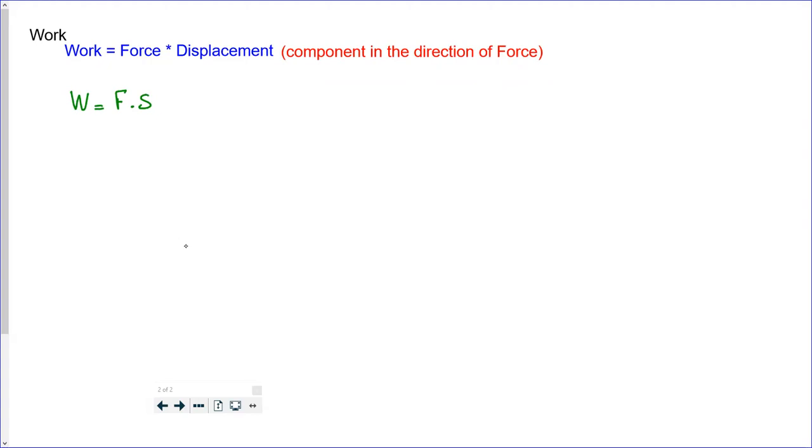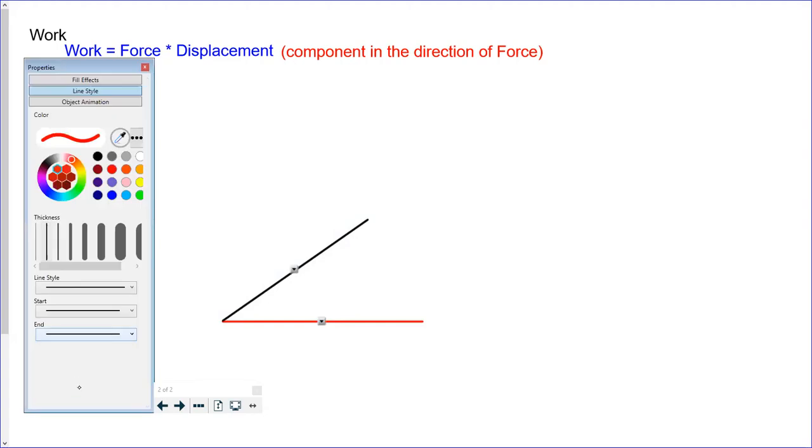Say that we pull an object in a particular direction with some force in this direction, and the object moves in another direction. Say that the object goes in that direction. So what happened in that case? I just use arrows. So these are the force. One is the force and the other is the displacement.